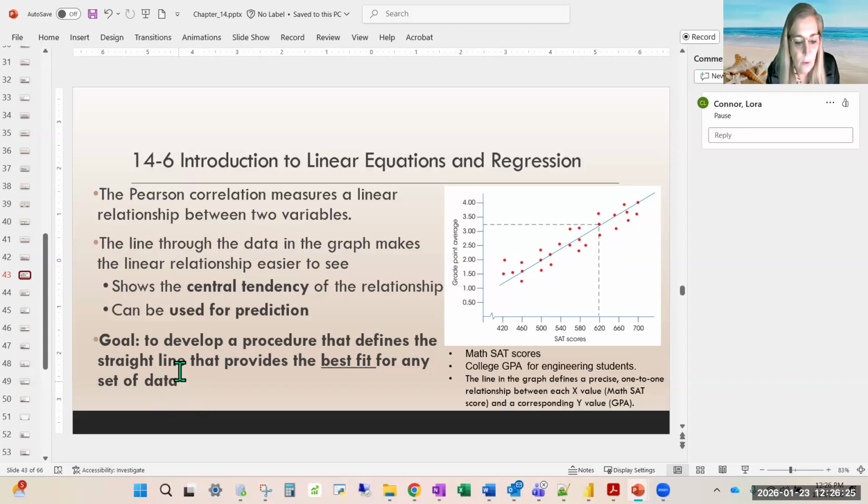All right. Not only is this line a measure of central tendency, we call this the line of best fit, because it's the line that fits right down the center of the data. Here we have SAT scores and college GPA for engineering students. The line in the graph defines a precise one-to-one relationship between each X value, which are the SAT scores, and a corresponding Y value, GPA scores.